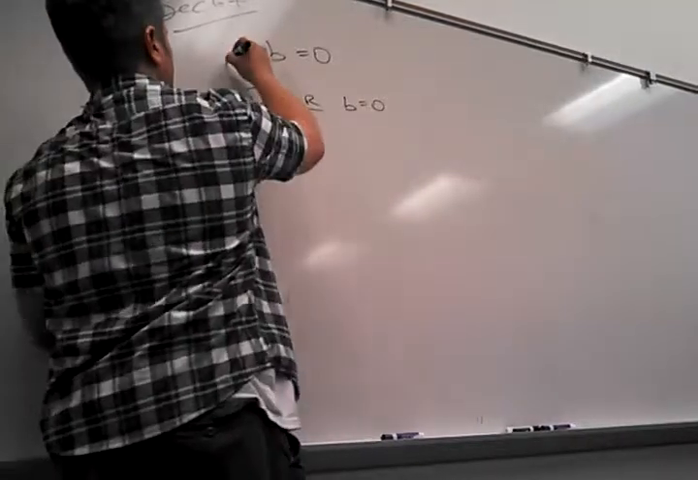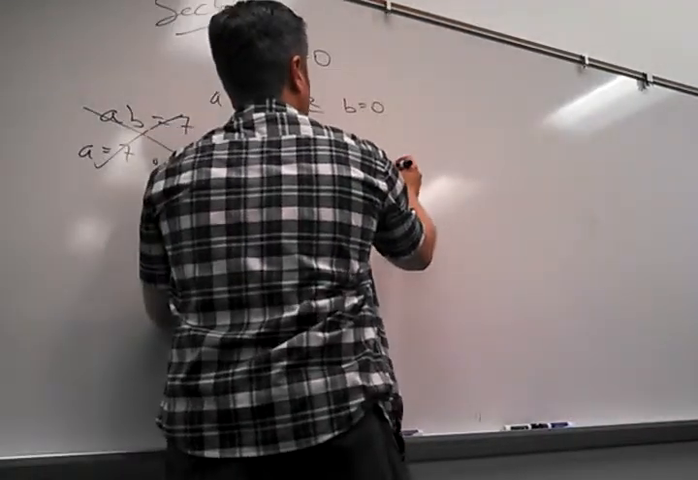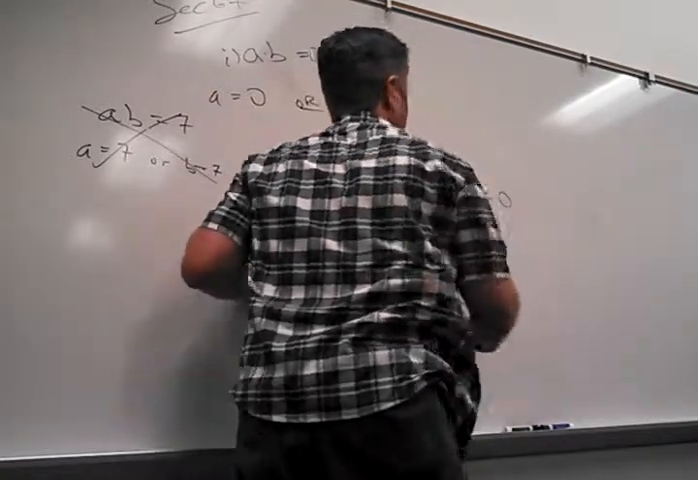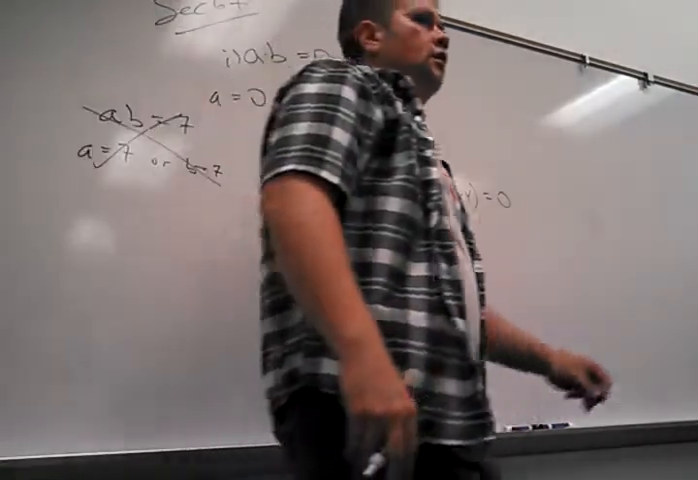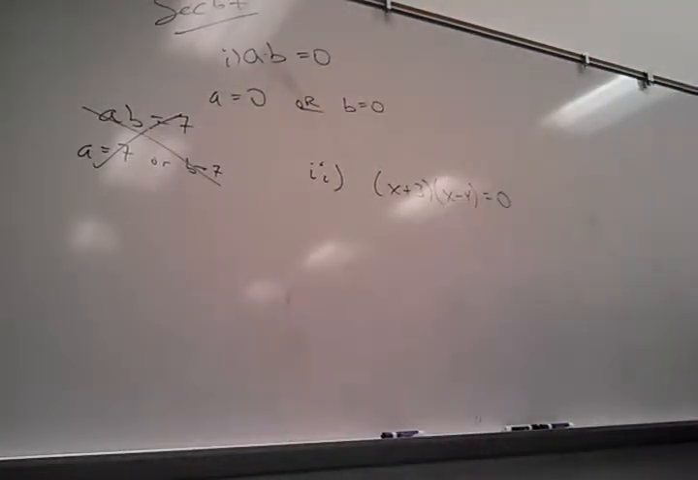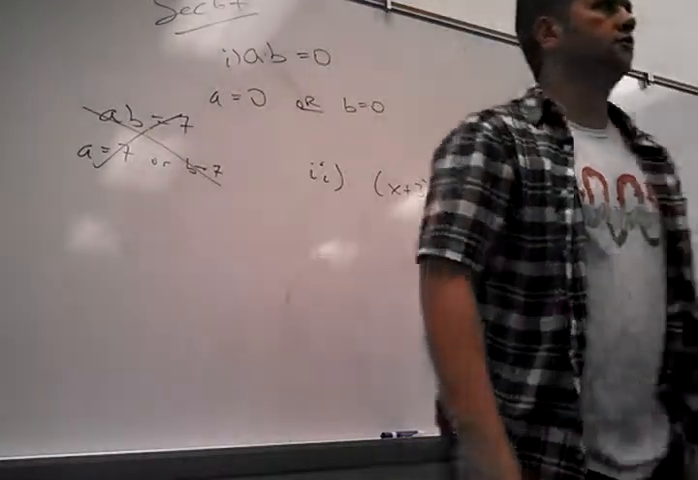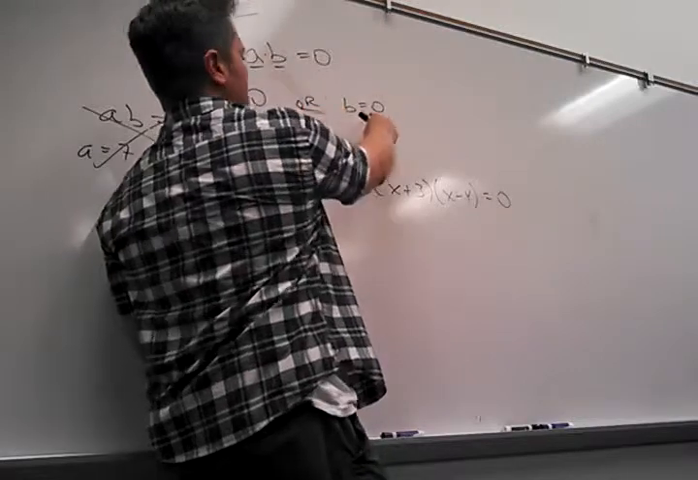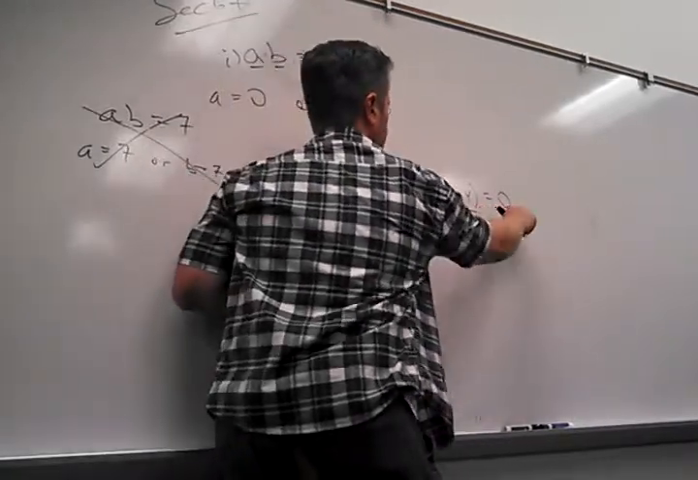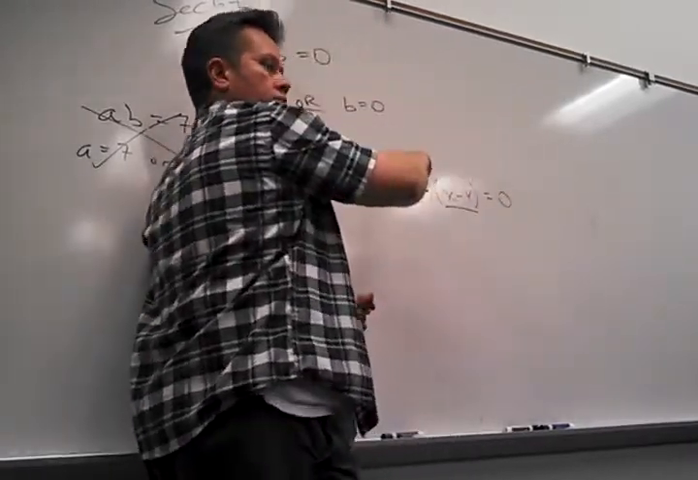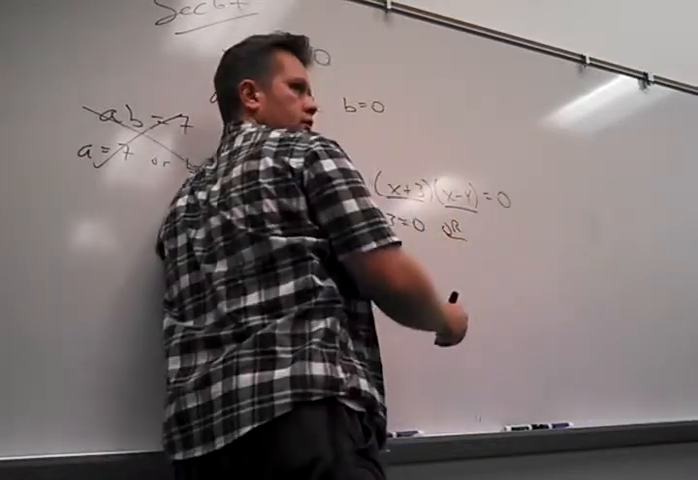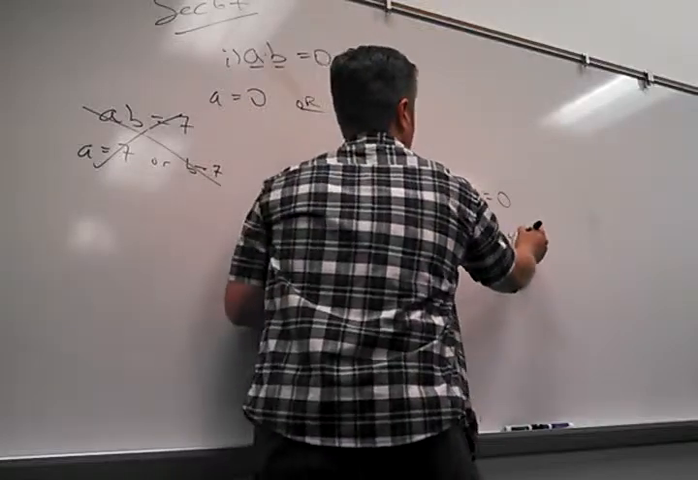So here's the next level of this. If I had x plus 3 times x minus 4 equals 0, you must resist the temptation to FOIL that thing out. That's the last thing in the world you want to do. I have A times B is 0, so A is 0 or B is 0. I have something times something else is 0. Either x plus 3 is 0, or x minus 4 is 0.